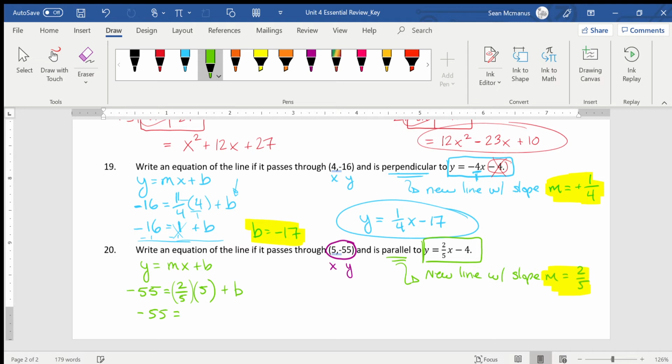Uh-oh. So that's okay. So negative 55 equals 2 times 5 is 10. 10 over 5 is 2, plus b. And to get rid of the 2, we're going to subtract 2 from both sides. And b equals negative 55 minus 2, which is negative 57.